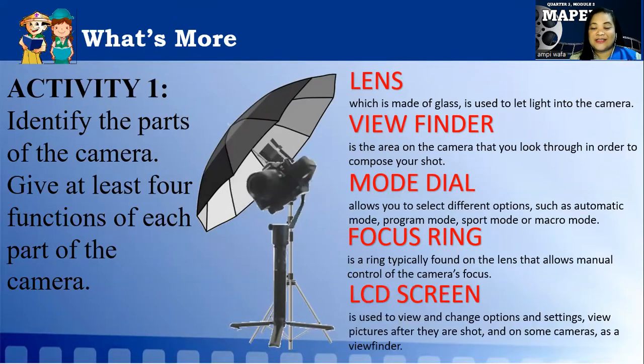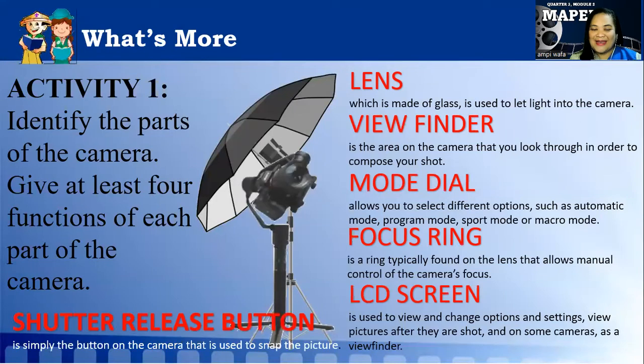And LCD screen is used to view and change options and settings and view pictures after they are shot, and of some cameras as a viewfinder. And lastly is the shutter release button, and is simply the button on the camera that's used to snap the picture.